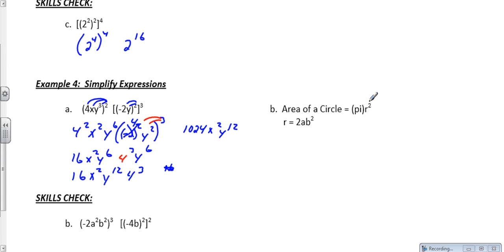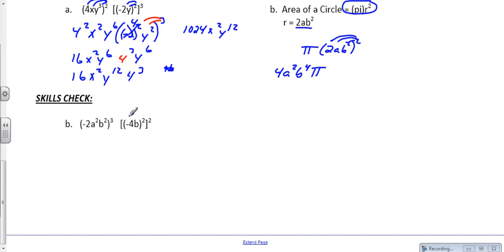Alright, now here we have a formula. The area of a circle is equal to that, and they tell us what r is equal to, so we have to substitute. So I'm going to write the pi symbol, and I'm going to substitute in what r is, 2ab squared, and it tells us to square the r. So that gives us a situation where we distribute the power, and we get 2 squared, which is 4, a squared, and b to the 4th, because 2 times 2, we multiply powers, and then pi.